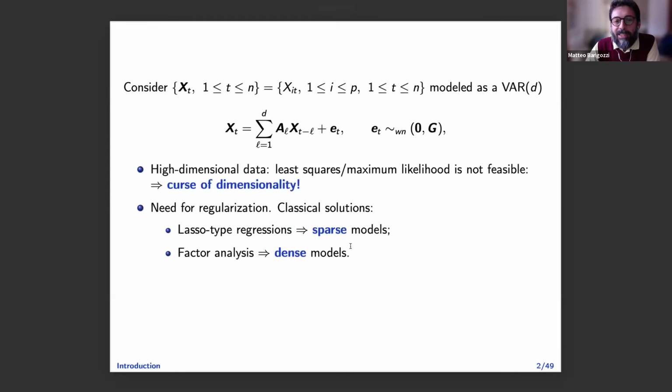Okay, so now the problem is the curse of dimensionality, of course. How do we estimate this thing here when we have P that is very large? That's a big problem. Obviously, classical methods will not work, and one can think of using sparse models. But on the other hand, there has been a lot of use of denseness, so factor analysis, for example, to model high-dimensional vectors of time series. So now the question is which one of the two to use.